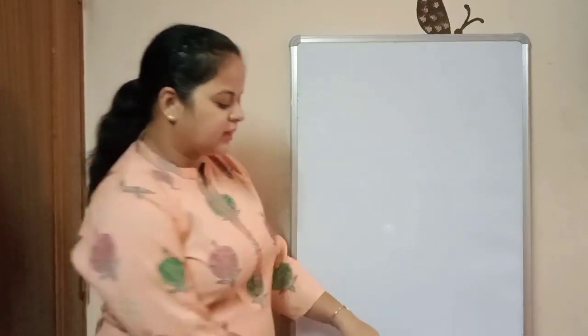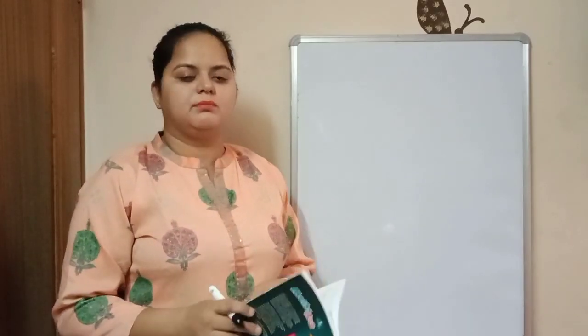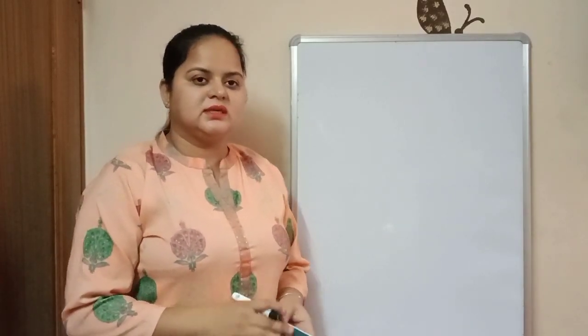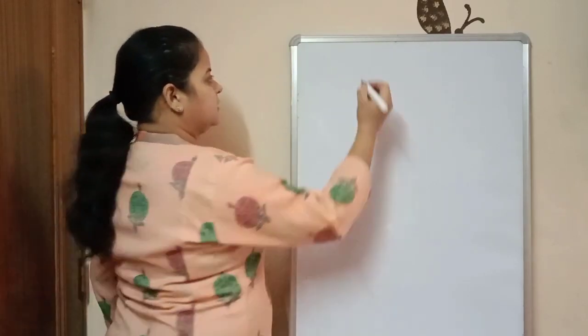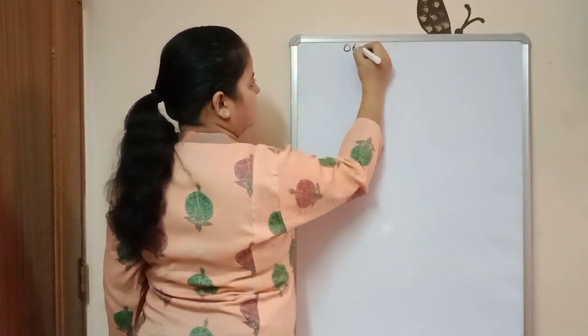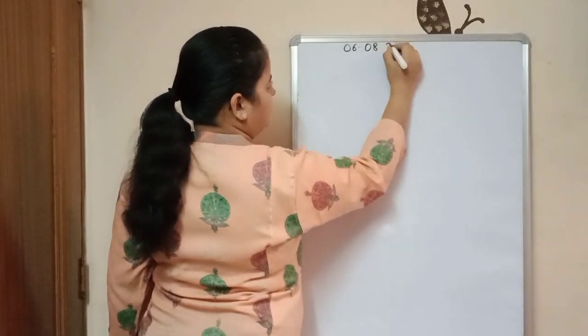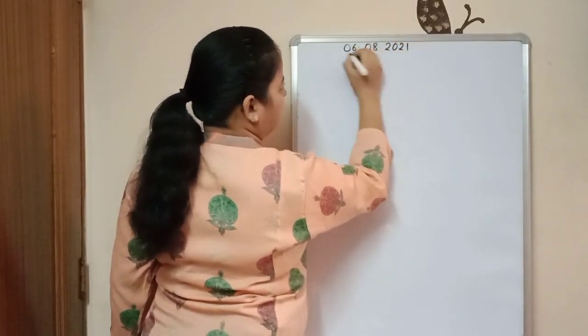First of all, write the date in your books. The date is 6th of August 2021. So write 6 8 2021.